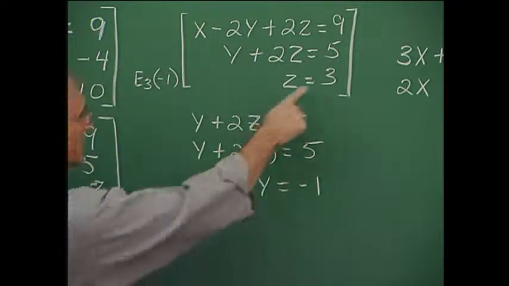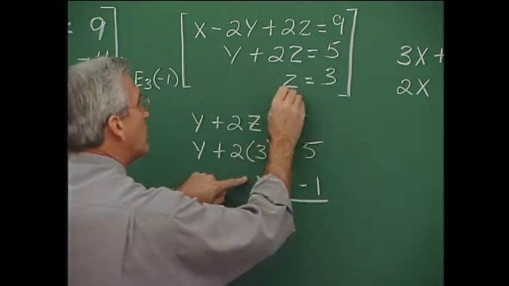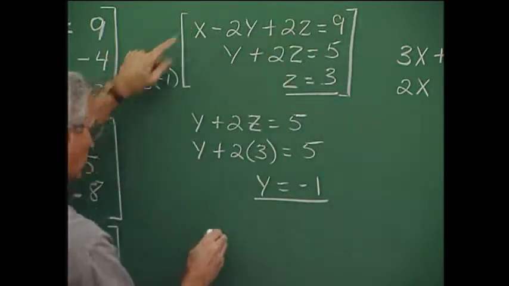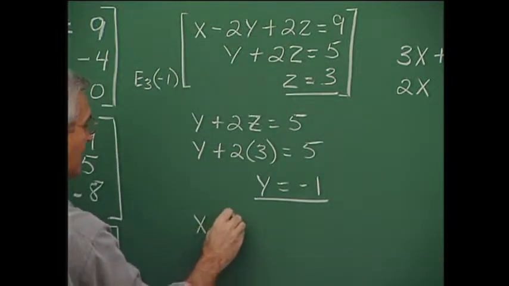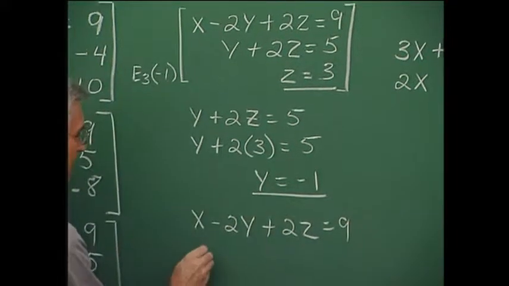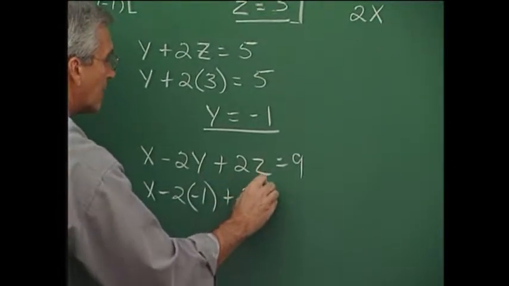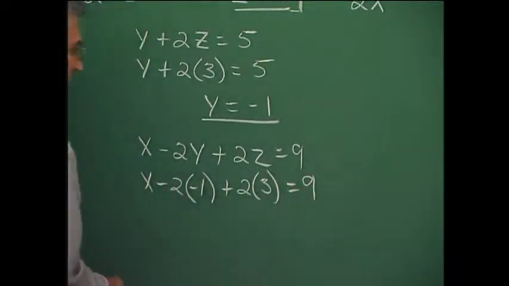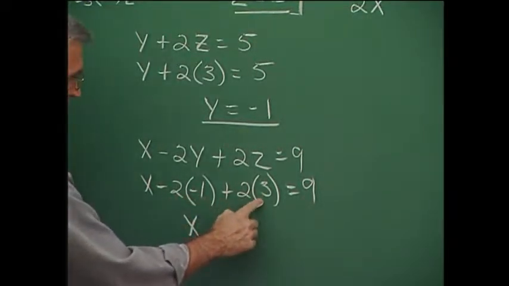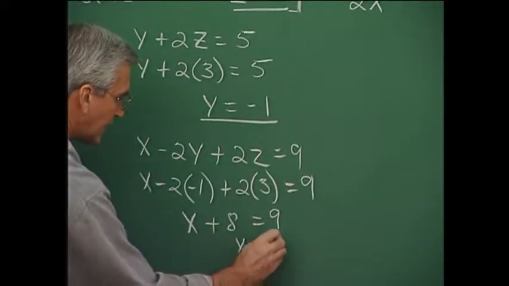So let's see, we have z is 3, y is negative 1. Now, with that information on z and y, we can find x by going back into equation 1. So equation 1 is x minus 2y plus 2z equals 9, and then x minus 2 times negative 1 plus 2 times 3 equals 9. And now let's see, this is x, this is 2 plus 6, that's 8. Subtract 8 on both sides, we find x to be 1.